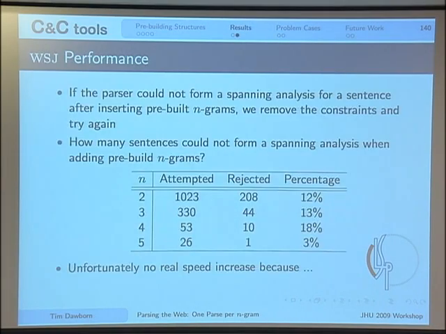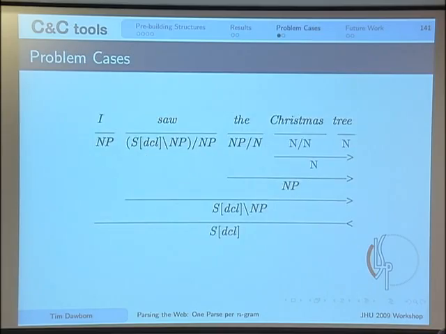And this is for a number of reasons. One particular reason I'll quickly explain now. Consider the sentence, I saw the Christmas tree, in its CCG analysis. And say we remembered the bigram Christmas tree in the context of this sentence. So we remembered that chart structure for Christmas tree, and Christmas tree forms a noun.